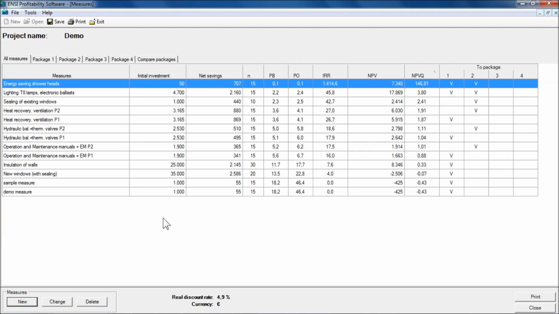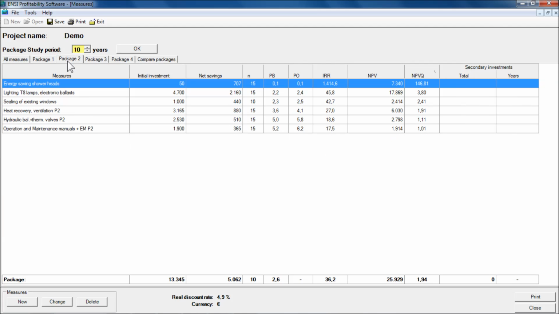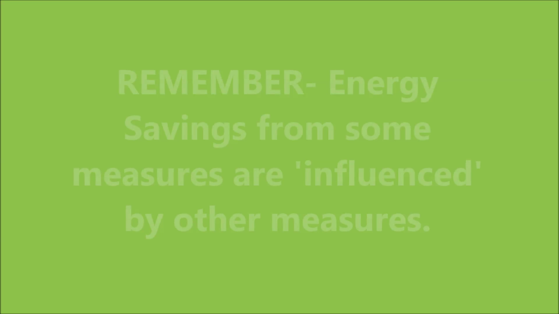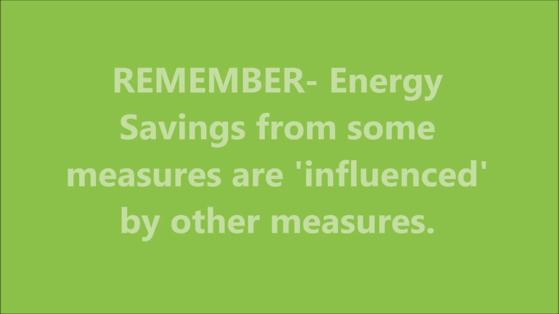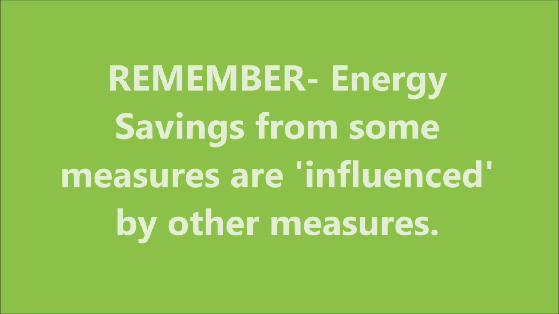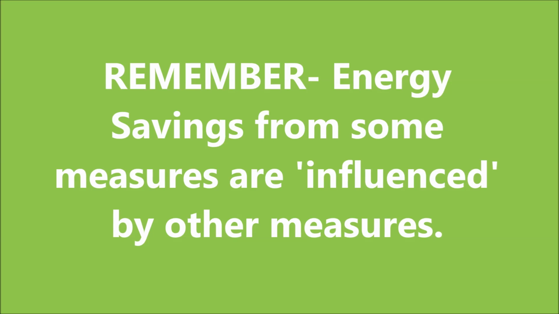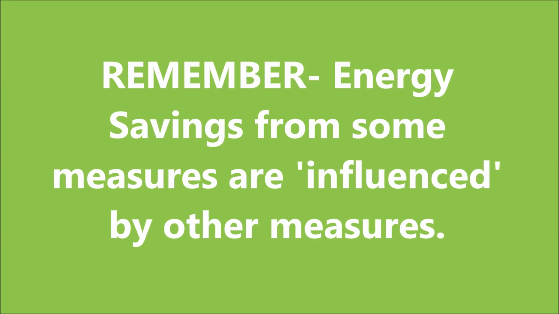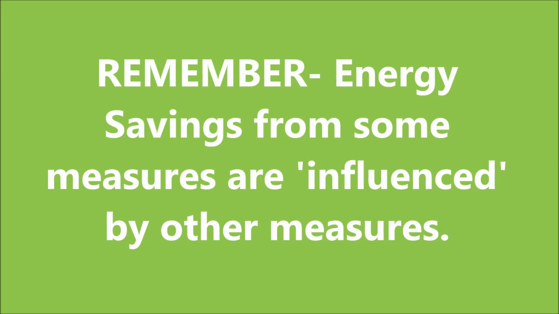By choosing from among the tabs named Package 1 through Package 4, the screen presents the measures included according to their profitability. When placing measures into packages, it is important to keep in mind that there are two main types of measures: those where the energy savings are influenced by other measures, and those whose energy savings are not influenced by other measures. For instance, energy savings from introducing temperature setback depends on the total heat losses of the building. This means that whether new windows will be installed or not will also influence the savings for temperature setback.